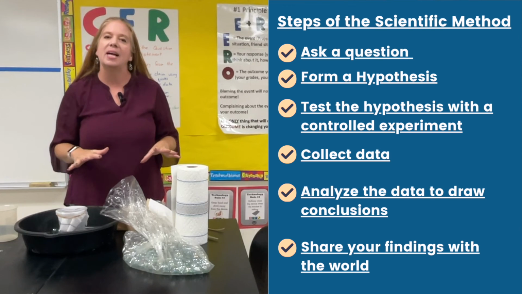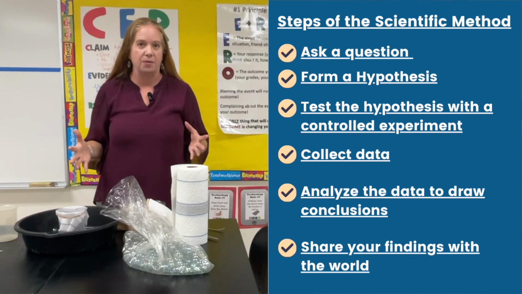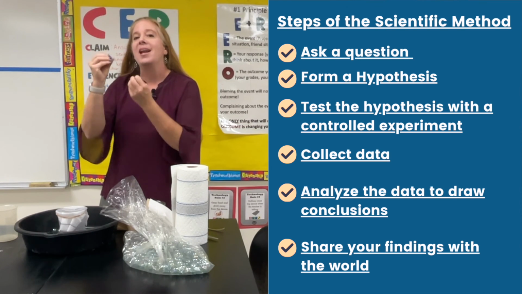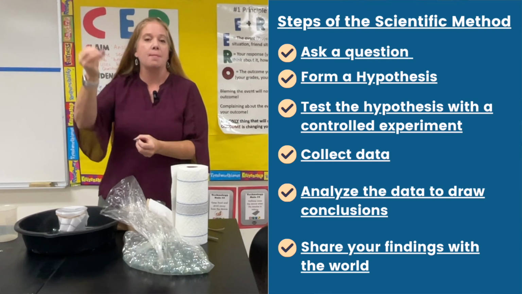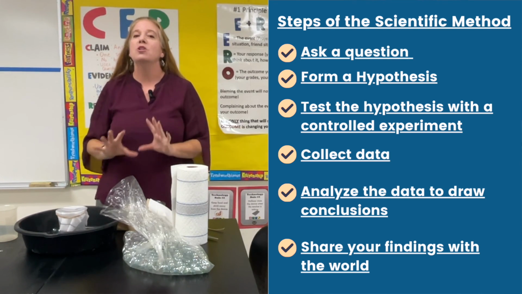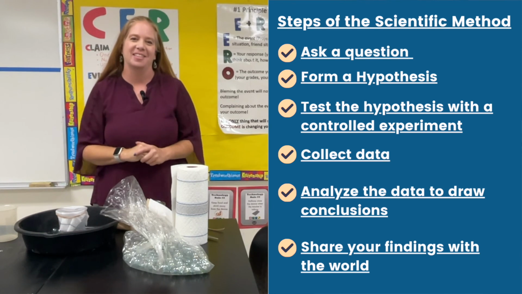So if you're doing this in a classroom where every single group is testing the strength of the paper towel, every single group might have different numbers for the amount of weight a paper towel can hold, but they should all be drawing the same conclusion about which paper towel is the best. So that's the scientific method.